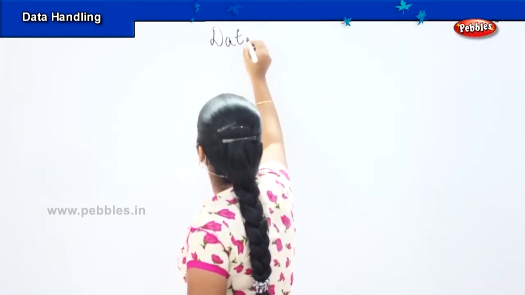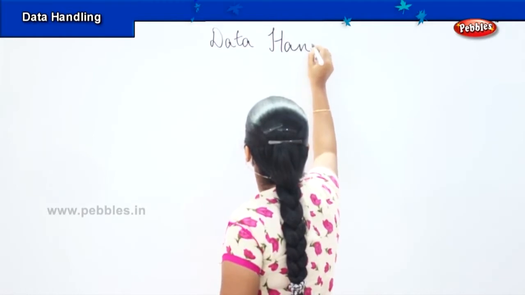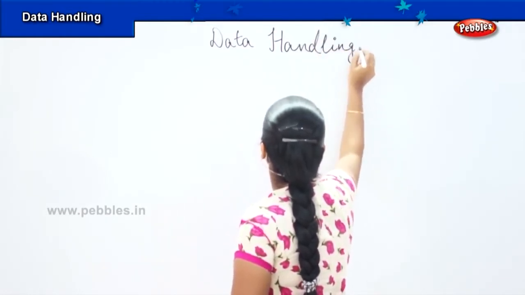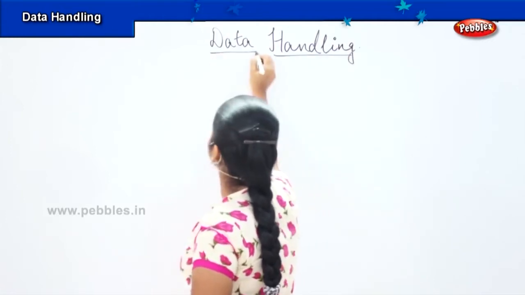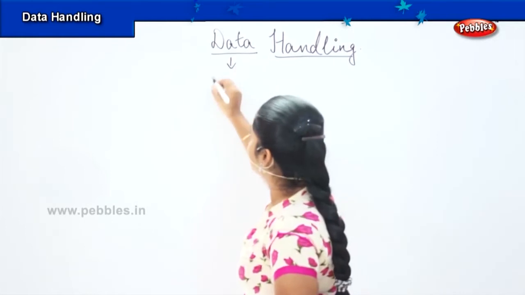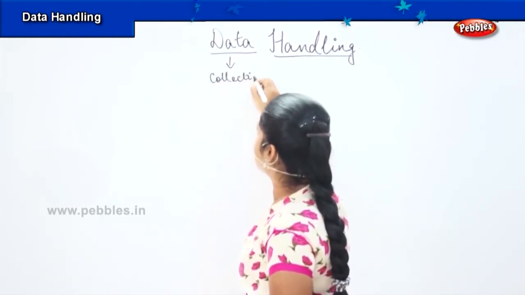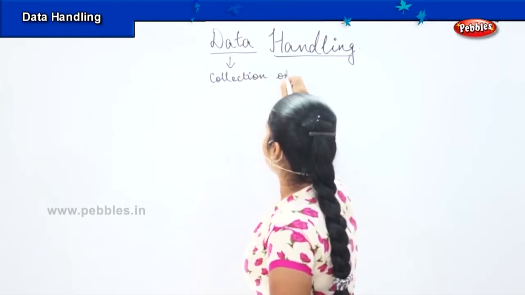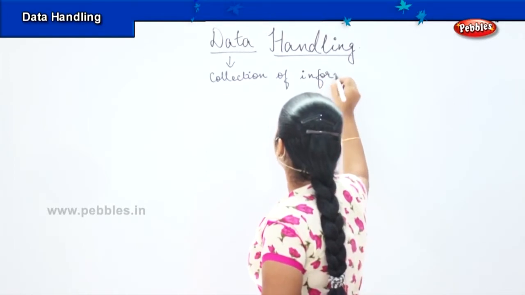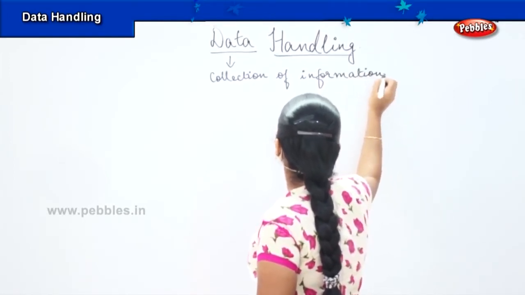Data handling. Okay, so what do you mean by the term data, children? Have you heard this before anywhere? Okay. So data is nothing but the collection of information or facts. Collection of information, that is called data. And why do you have to collect the information? In order to know something.